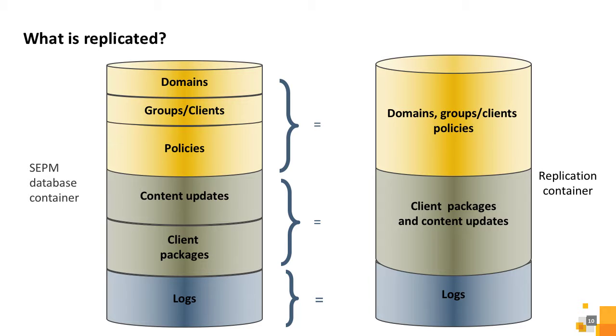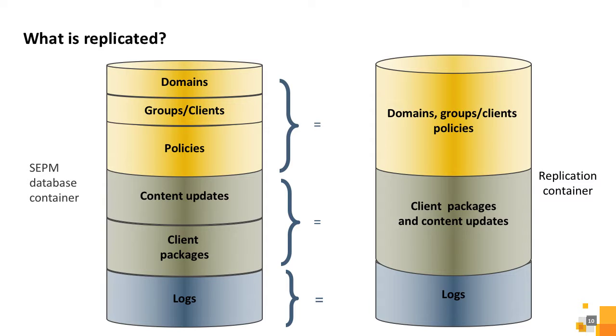The replication container. The replication container is a term that refers to a set of replicated data. When replication is performed, the different data types to be replicated are grouped with other similar data types. Groups and policies are replicated together. Client packages and live update content updates are replicated together. Logs are replicated separately. On the initial replication, group and policy data and client packages and content updates are replicated.